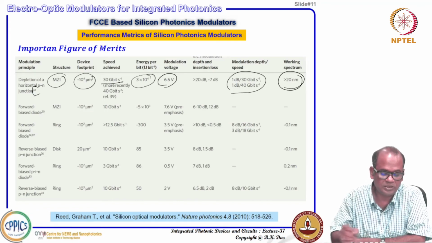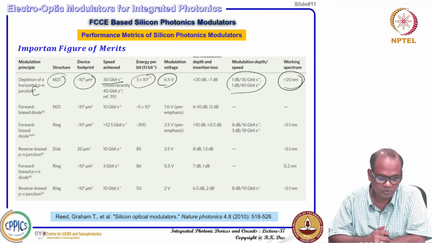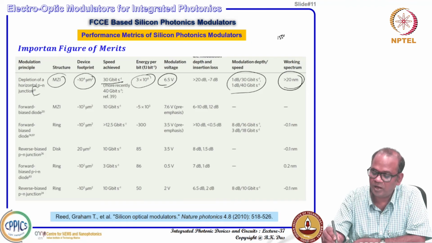Optical bandwidth is very large. As I said, if it is a balanced Mach-Zehnder interferometer, then the bandwidth can be very wide. Suppose it is designed for 1550 nanometer, you can actually operate from 1540 to 1560 nanometer. Up to this level you can use it.